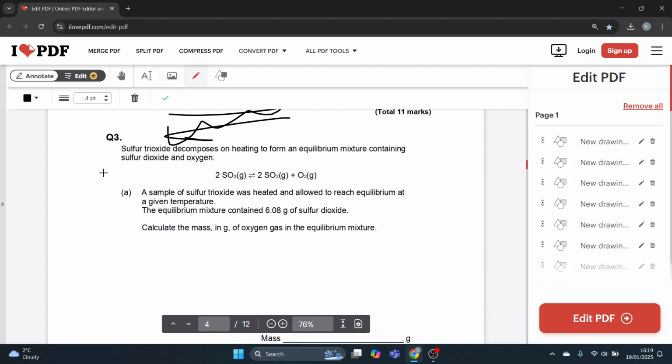Question 3a. Calculate the mass in grams of oxygen gas in the equilibrium mixture. This one's a bit of a unique one. It's not asking me for moles, it's not asking me for equilibrium moles, it's not asking me for partial pressure. It's asking me for the mass of a gas. So let's see what we're working with.